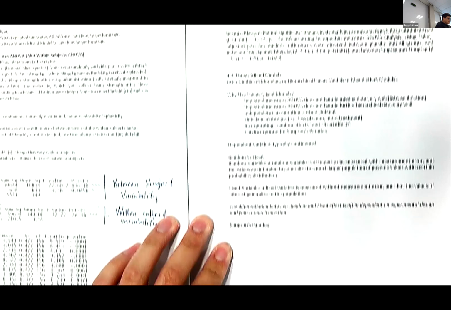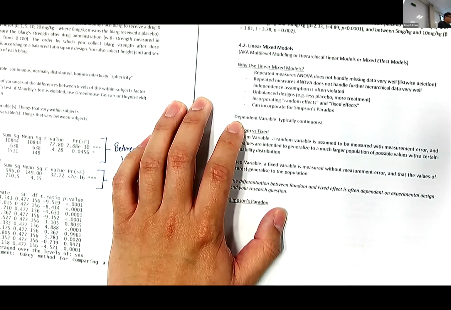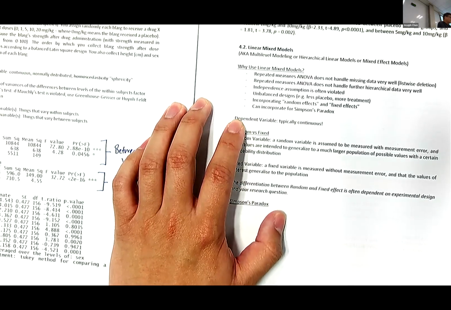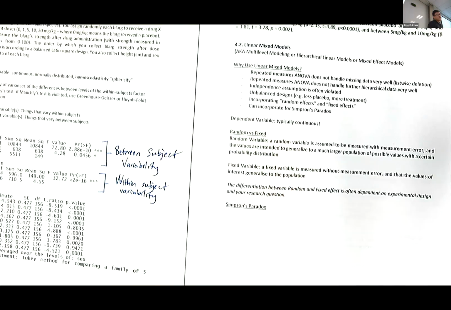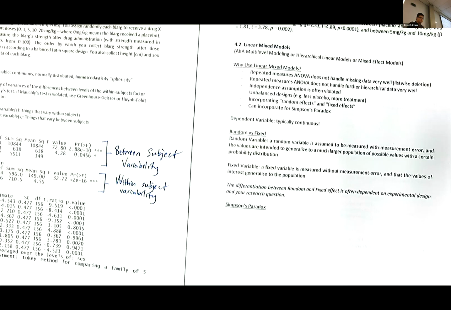So first of all, your input for a linear mixed model: your dependent variable is typically a continuous variable. Sorry, for your dependent variable, it's typically going to be continuous. It won't be discrete. And we'll cover that next week. Okay, let's move on to random versus fixed. And if there are any questions, just yell out.